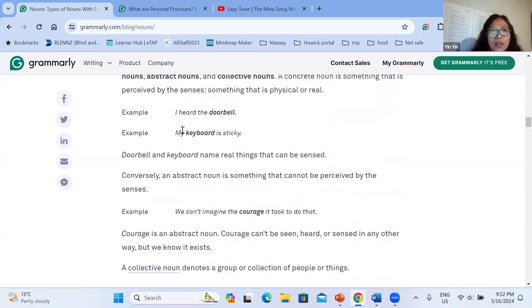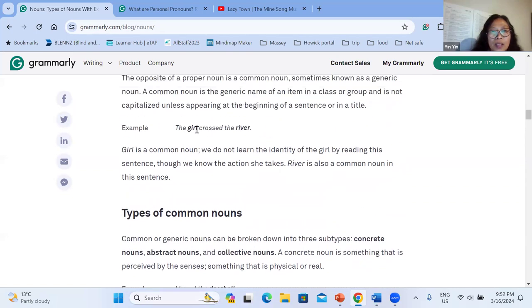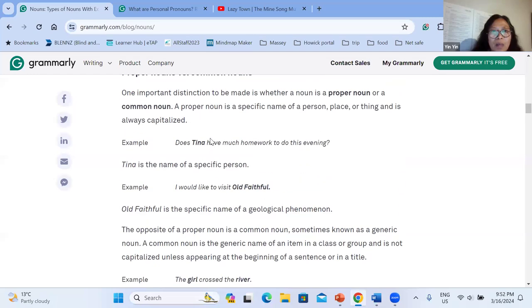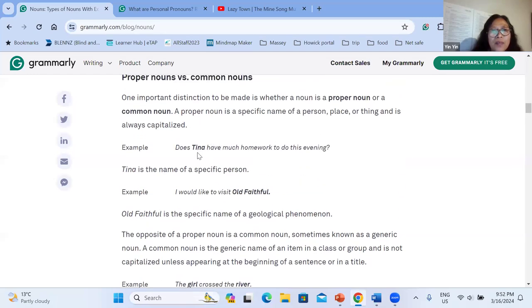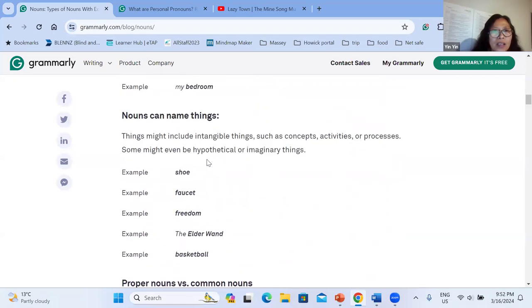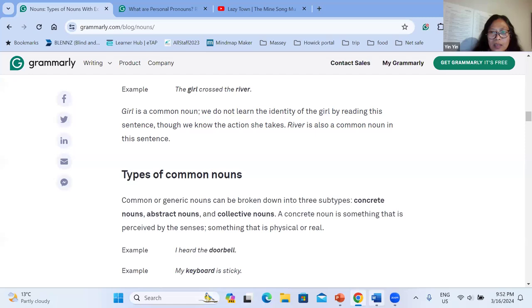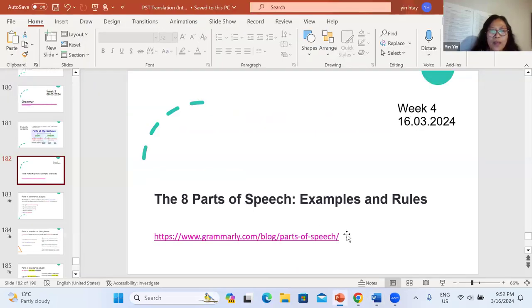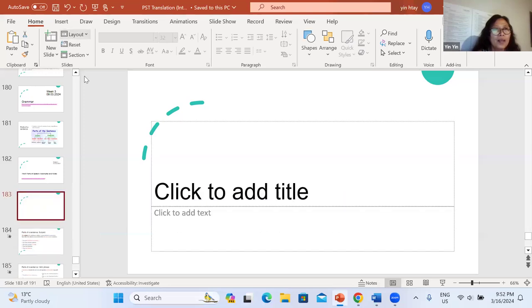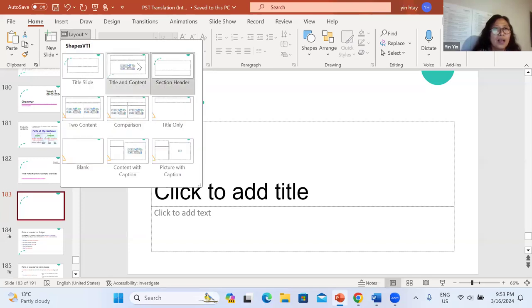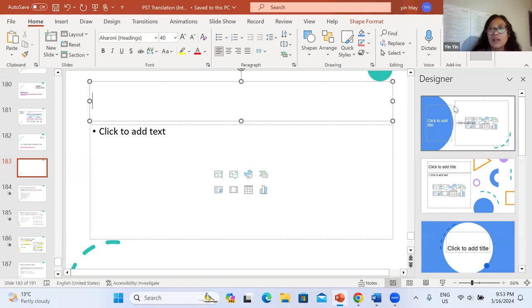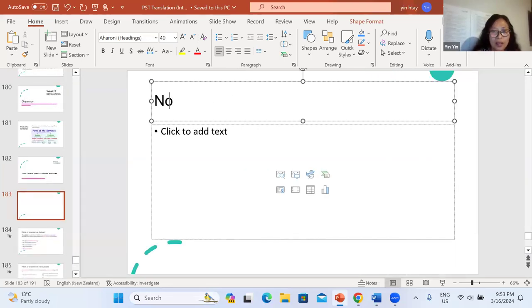This is not very obvious. Where is the obvious one? This is not obvious again. Okay. Let's have another. New slide. Layout. Let's do this.